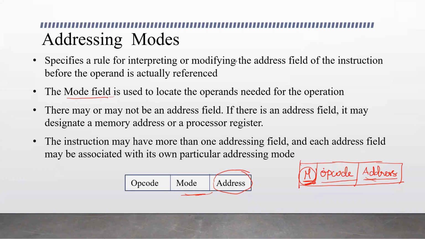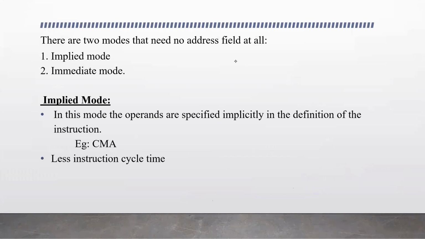And we are going to learn about these addressing modes here. We'll discuss the first few types of addressing modes here and the rest in the next class. There are two modes that need no address field at all: the implied mode and the immediate mode. These two modes do not need an address. So let's see what this implied mode is.